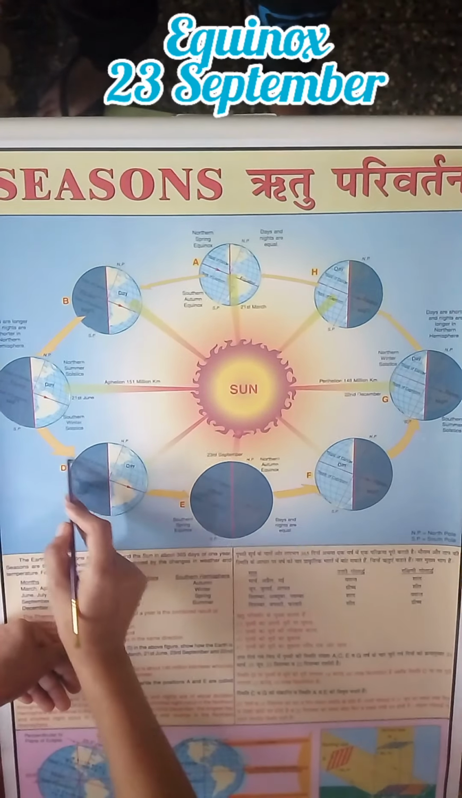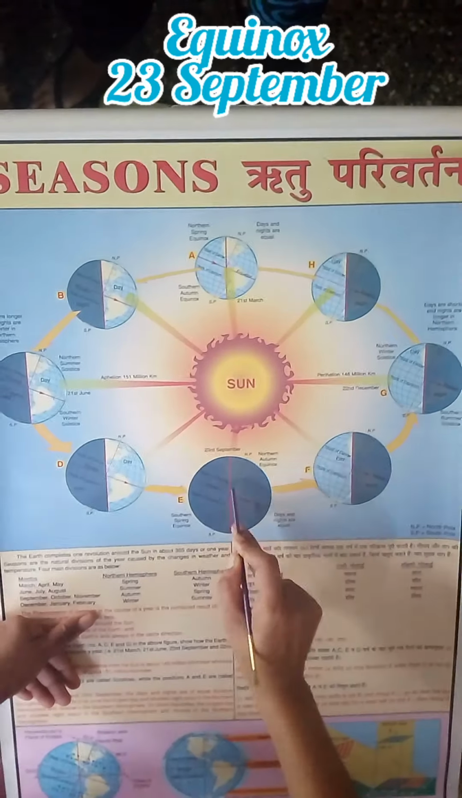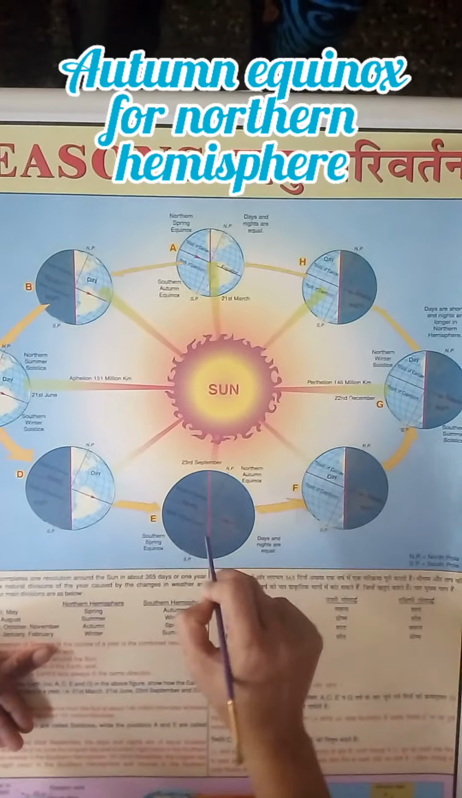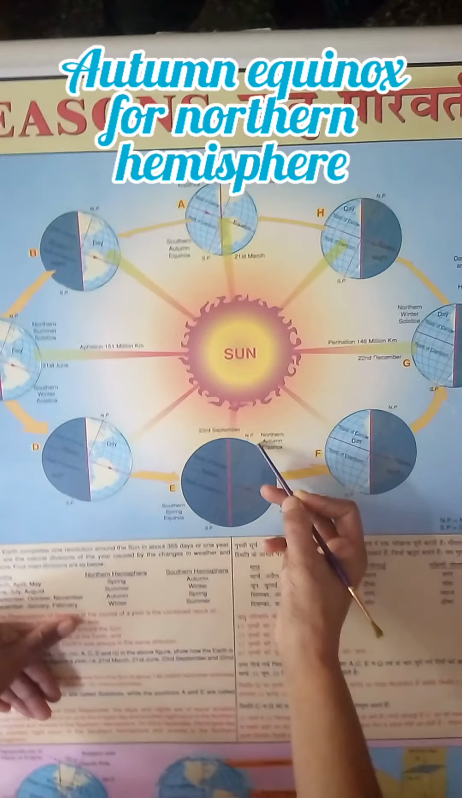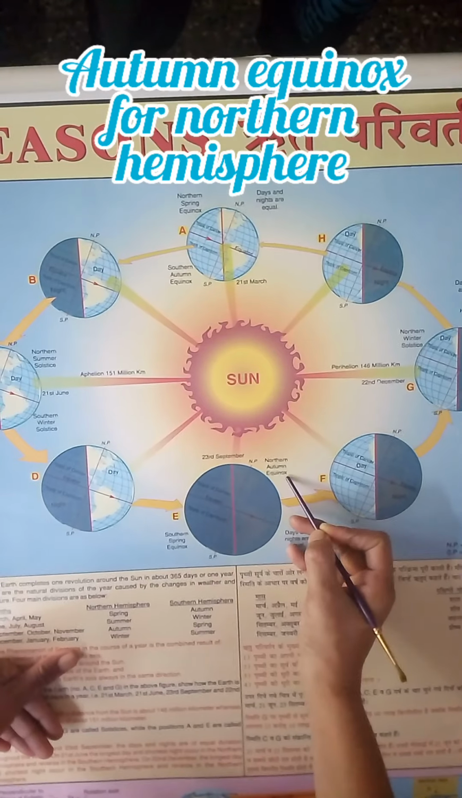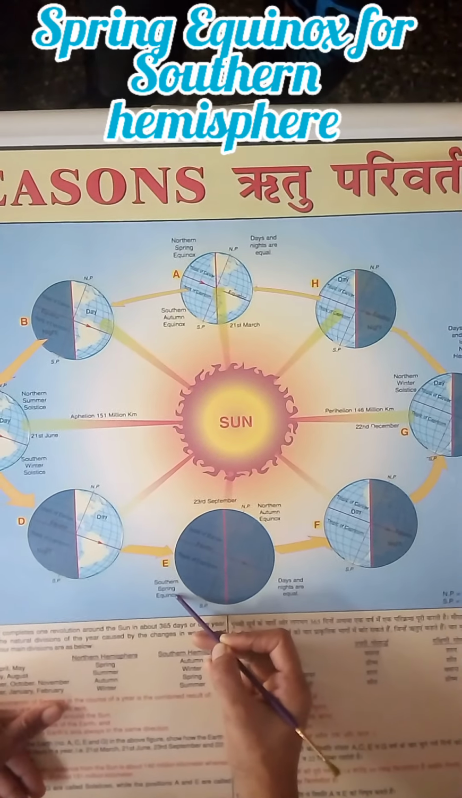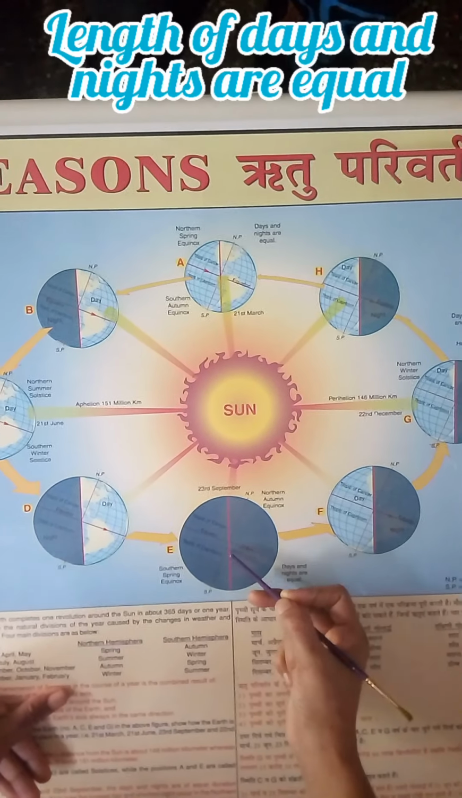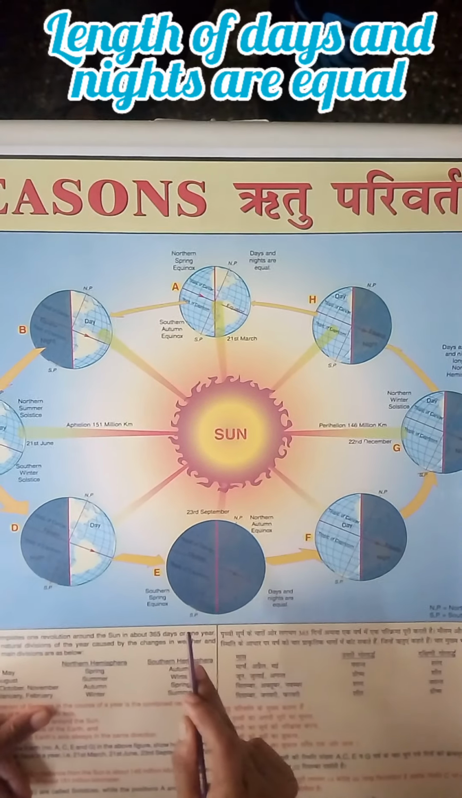When we continue on the orbital path after 3 months, on 23rd September, again the sun will be overhead of the equator. That day is named autumn equinox for the northern hemisphere, and for the southern hemisphere it will be spring equinox. The peculiarity of that day is a 12-hour day and 12-hour night throughout the world.